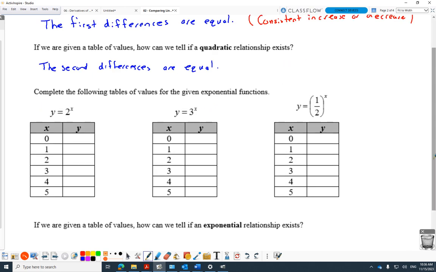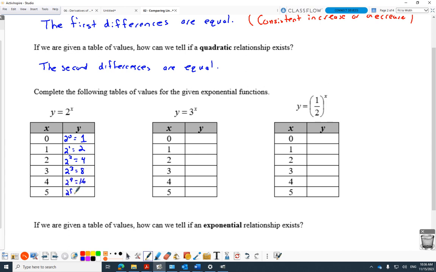And now I'm going to do part of your investigation for you. This is what you do in the investigation: you make a table of values for 2 to the x and find out what is going on with this thing. So you go 2 to the 0, which is 1. 2 to the 1, which is 2. 2 to the 2, which is 4. 2 to the 3, which is 8. 2 to the 4, which is 16. And 2 to the 5, which is 32.